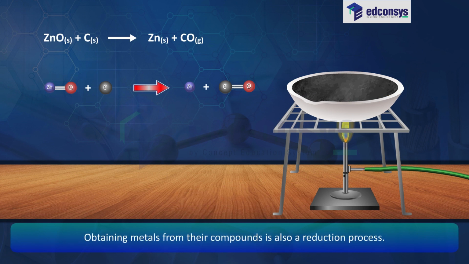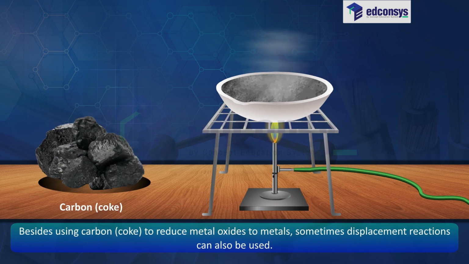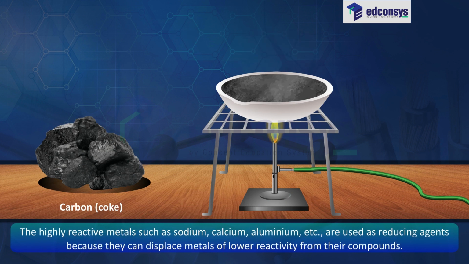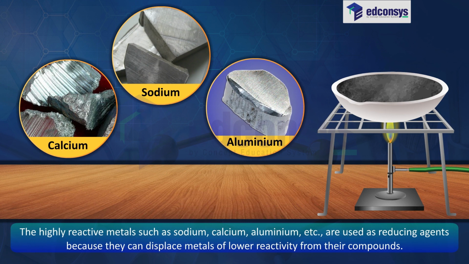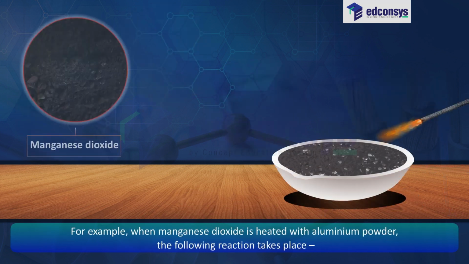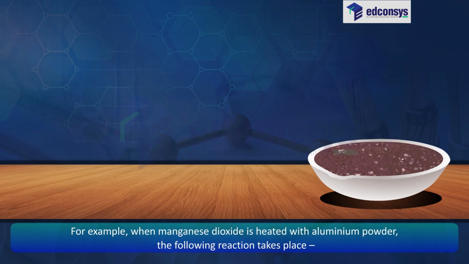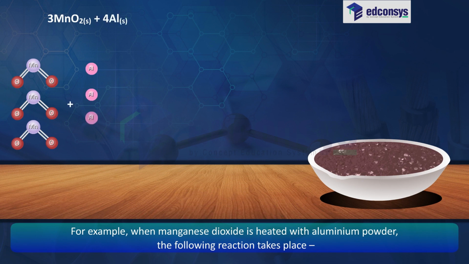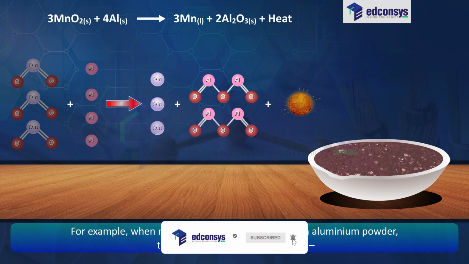Obtaining metals from their compounds is also a reduction process. Besides using carbon to reduce metal oxides to metal, sometimes displacement reactions can also be used. The highly reactive metals such as sodium, calcium, aluminum, etc., are used as reducing agents because they can displace metals of lower reactivity from their compounds. For example, when manganese dioxide is heated with aluminum powder, the following reaction takes place. 3MnO2 plus 4Al gives 3Mn plus 2Al2O3 plus heat.